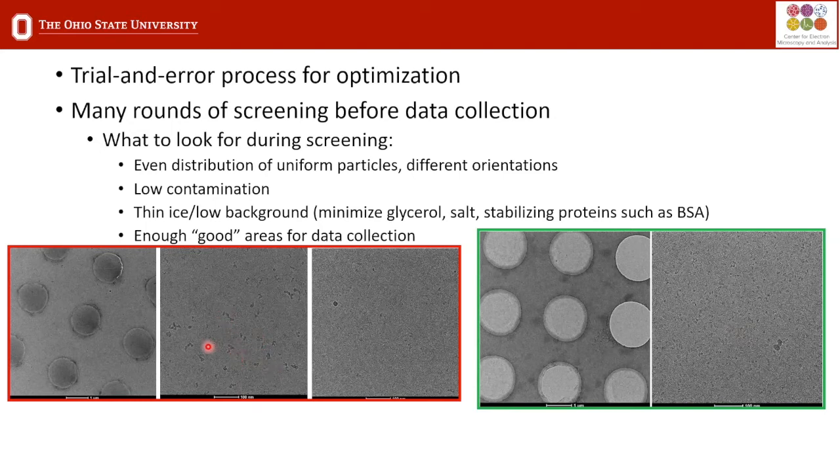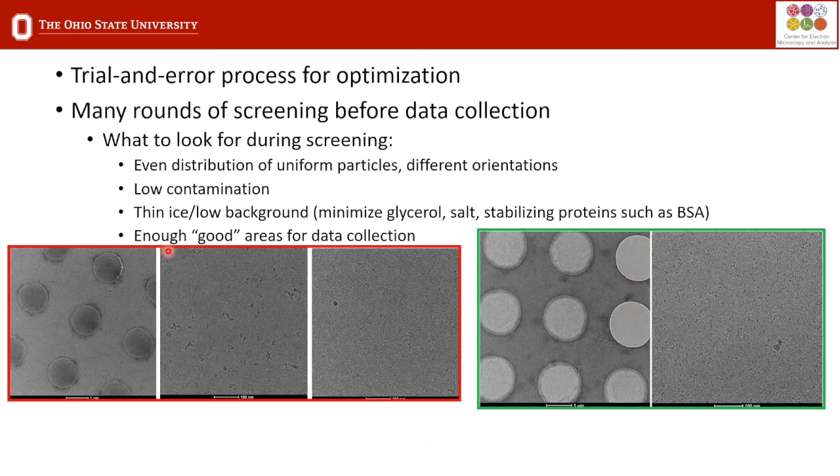So if I have a lot of these black squiggles, I just don't even bother moving forward with high resolution data collection. You also want to have as thin ice as you can get away with. So you want your ice to be thin enough to get low background and try to get as clear a picture of your protein as you can. So as much contrast as possible. You don't want too thin because then you end up with a lot of these empty holes. So there is a little bit of a balance there.